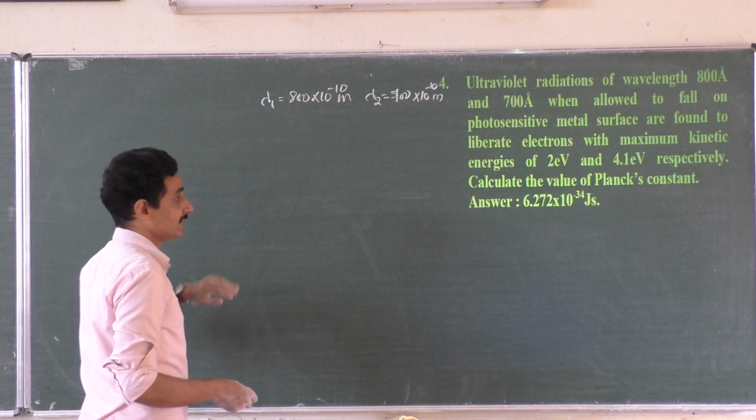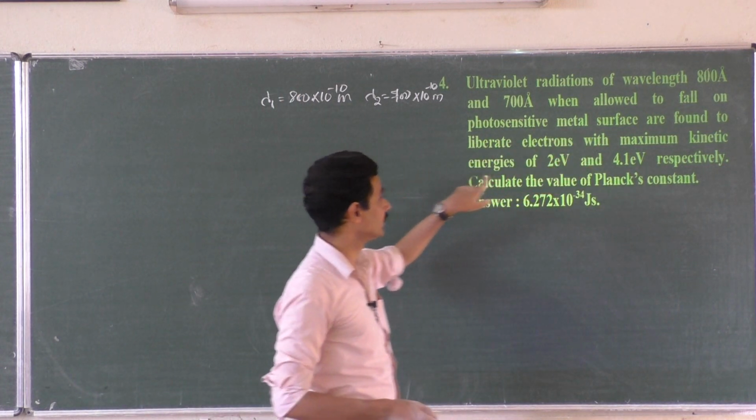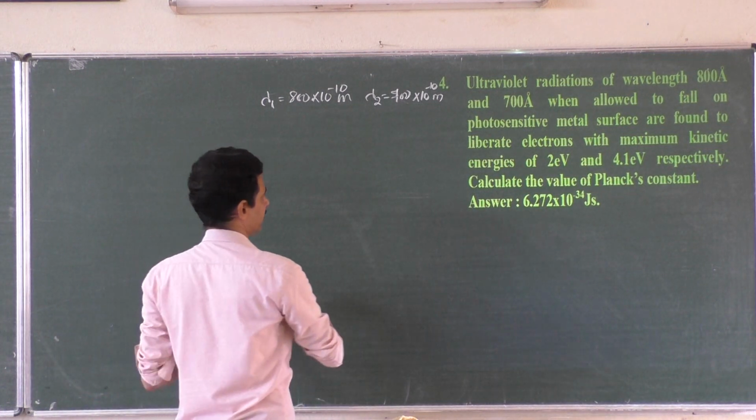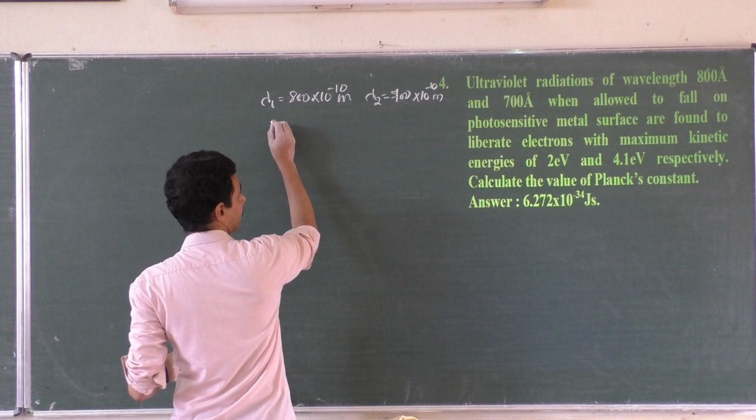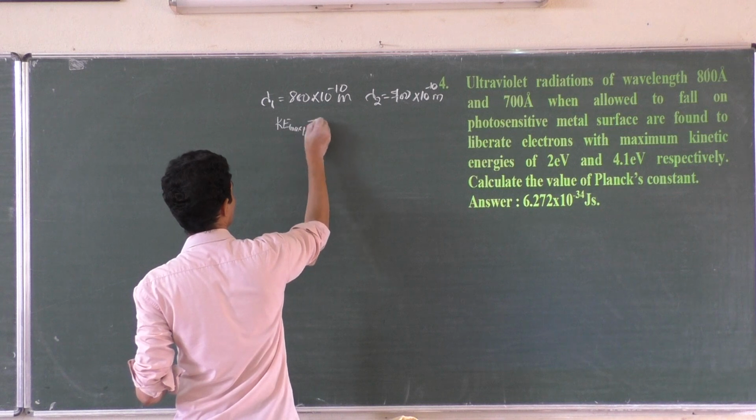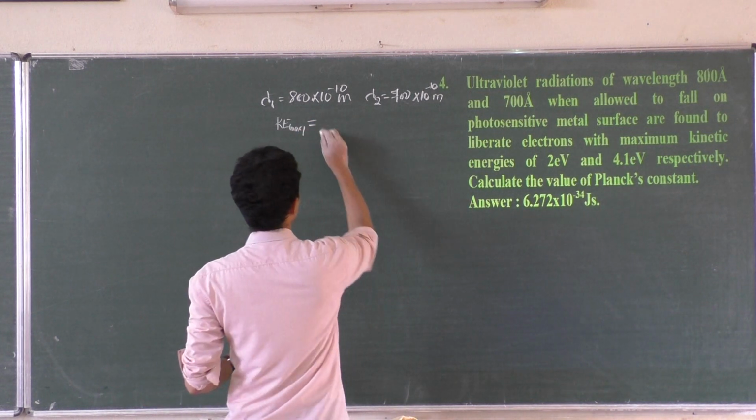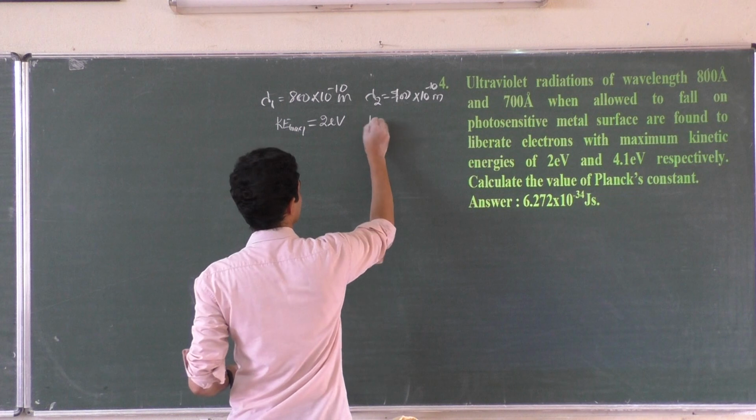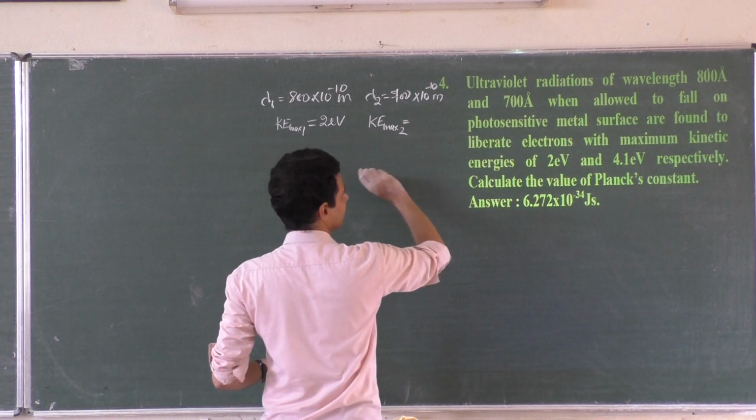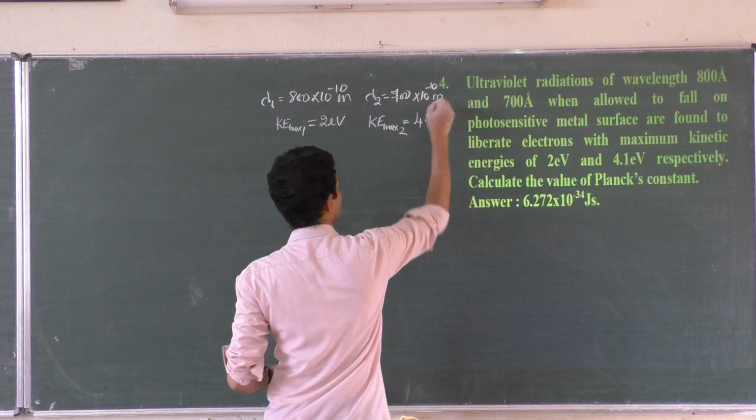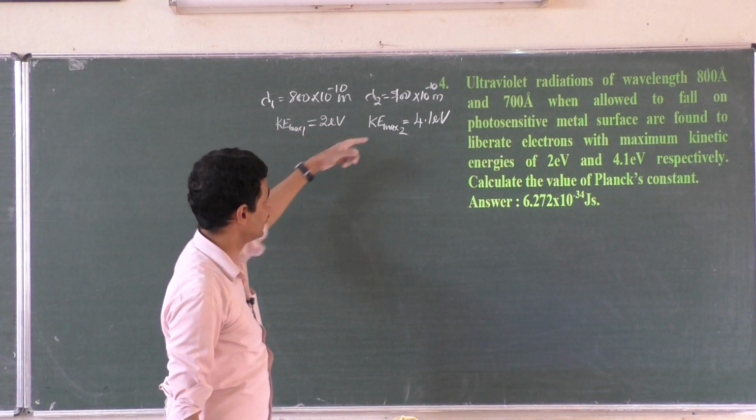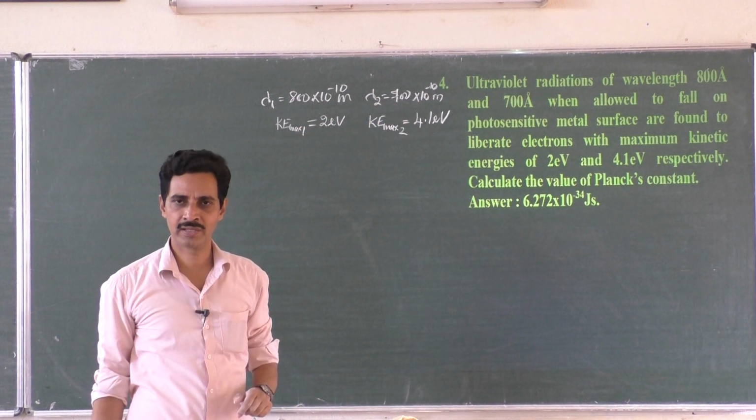When allowed to fall on the same metal surface, are found to liberate electrons with the maximum kinetic energies of 2 electron volt and 4.1 electron volt. Okay. This is kinetic energy maximum for one, which one? 2 electron volt. Automatically, whether these values are correct or should I interchange them? Other way, check whether it is right. See whether the problem is proper. Whether this should yield 2 electron volt energy and this should yield 4.1 electron volt kinetic energy.